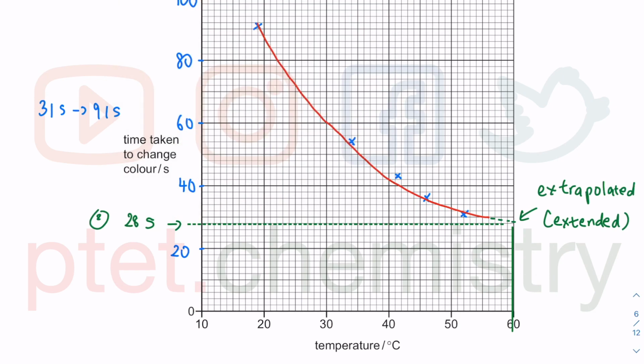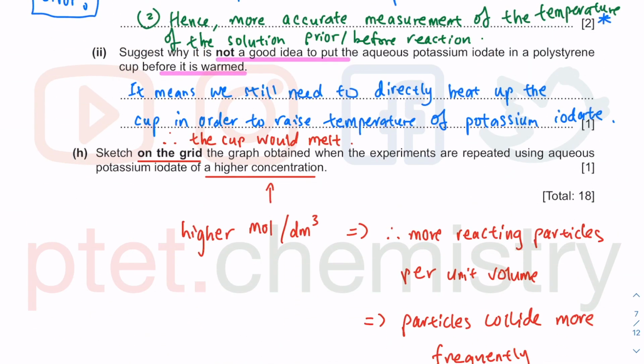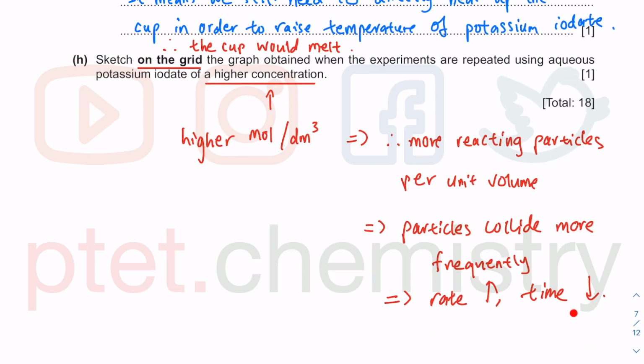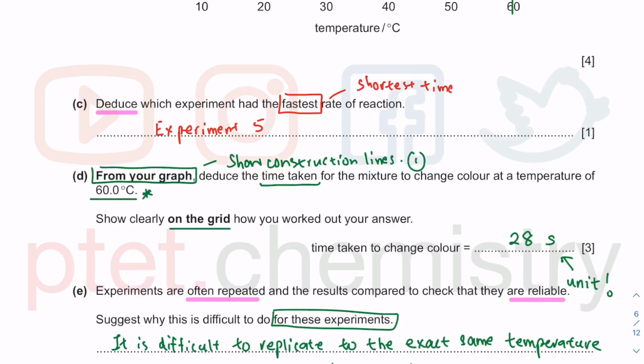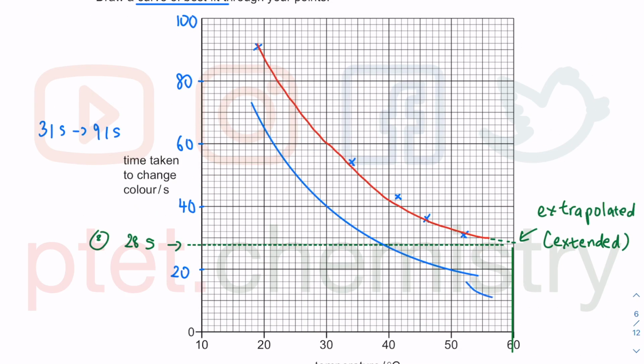So that means we are looking at, oh, my graph is not going to be pretty, but I'm just going to show the curve. Oh, there you go. It's drawing a much better curve down there. And this is for part H, because this is a faster reaction. So the time taken will be shorter. At each temperature, higher concentration will be faster. So that is part H.